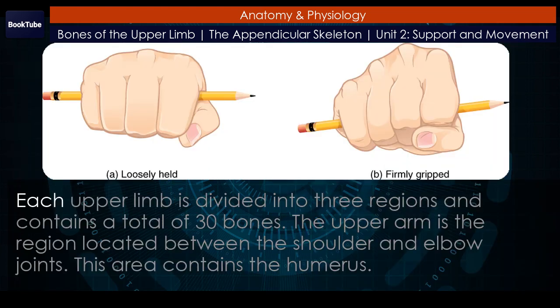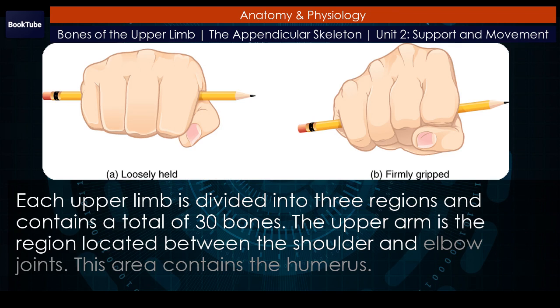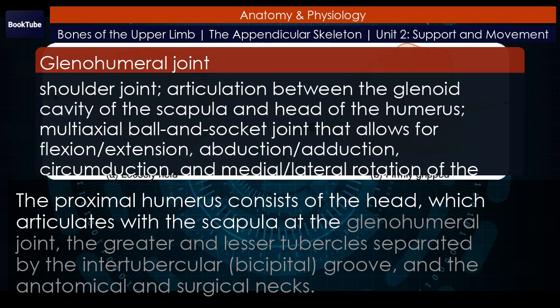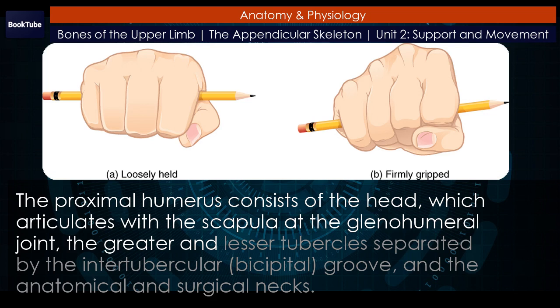Chapter Review. Each upper limb is divided into 3 regions and contains a total of 30 bones. The upper arm is the region located between the shoulder and elbow joints. This area contains the humerus. The proximal humerus consists of the head, which articulates with the scapula at the glenohumeral joint, the greater and lesser tubercles separated by the intertubercular, bicipital groove, and the anatomical and surgical necks.